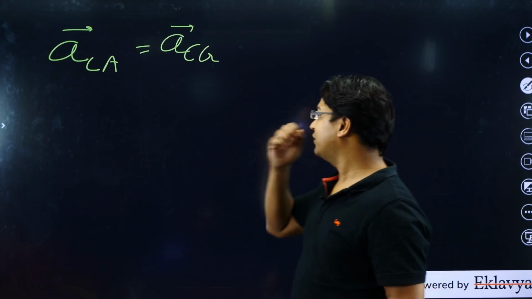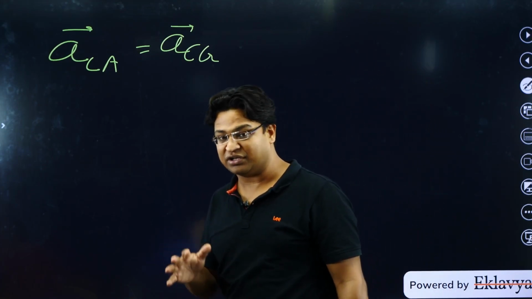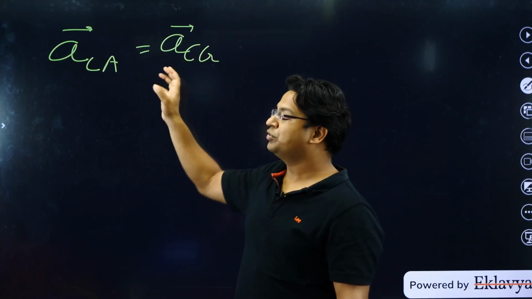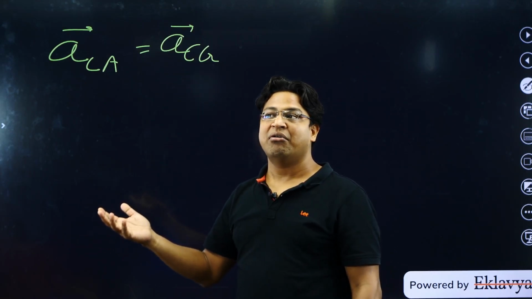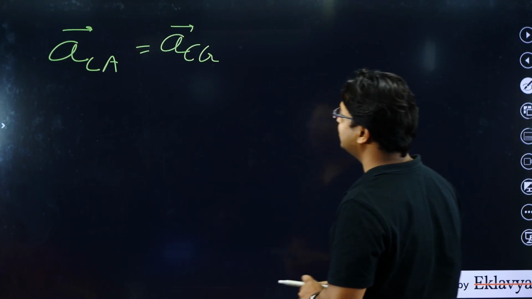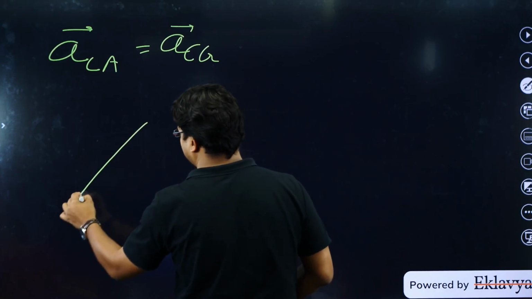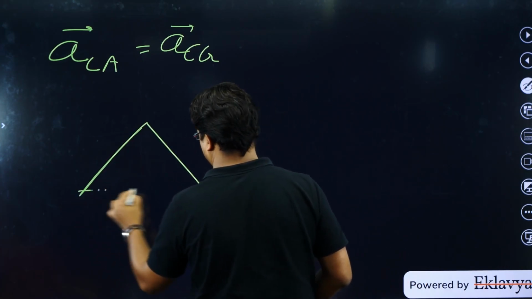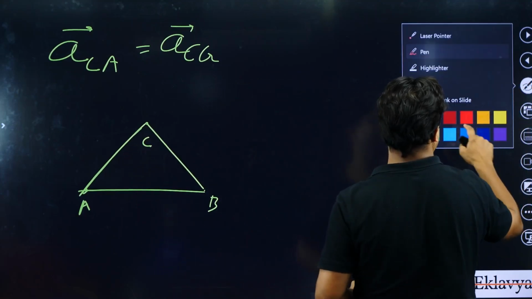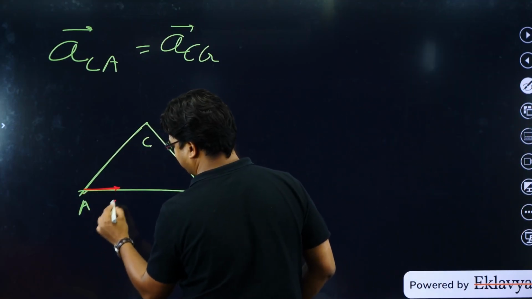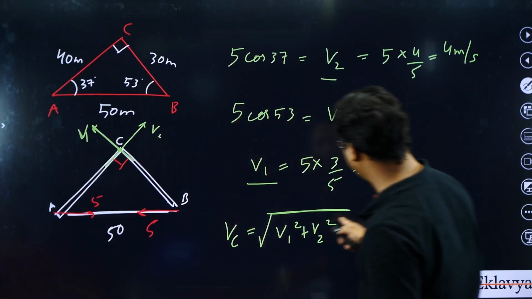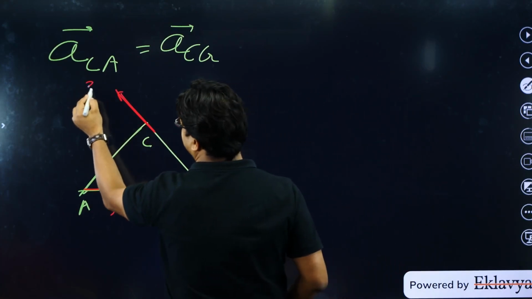So when the question says find out acceleration of C, it means find acceleration of C in the ground frame, and we have argued now that it should be the same as acceleration of C when seen from A. So let us check how C will appear when we view it from A. Let me make the triangle again here. This is A, this is C, this is B. So A has a velocity of 5 meter per second here, and C has a velocity in this direction. This was V1, we calculated V1 as 3 meter per second.